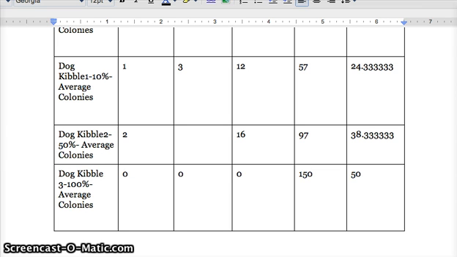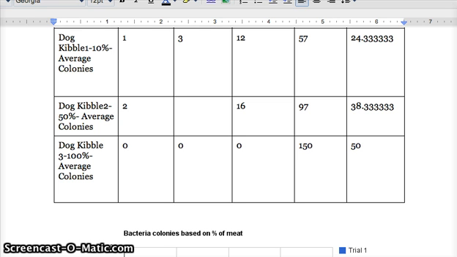Okay. Then our dog kibble number 2, from my dog's kibble, was 2 colonies. Then we couldn't count the second one because it was contaminated with the first dog food. Then our third trial was 16, fourth was 97, a huge spike, and that was unexpected. Then our average was 38.3333. Then our fourth dog food, as you can see, was ham, and it surprisingly had 0 for 3 of our trials. And then the last one had 150, so our average was 50.